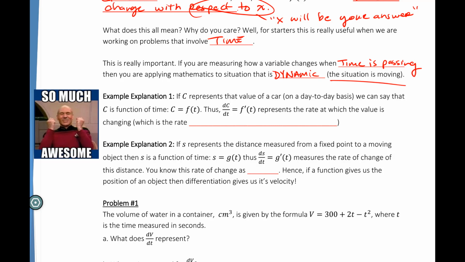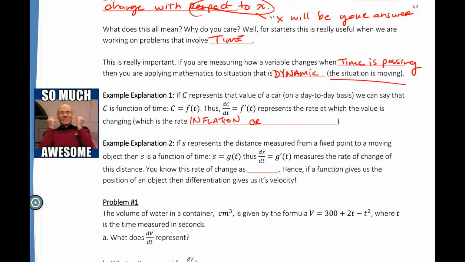Okay? So when we talk about the rate at which this value is changing, we can say that it's the rate at which the value is increasing, or maybe it's something known as like the inflation rate. Or if it's losing value, like most of our cars will do, then we might call that how much the value is decreasing, or we would call that the deflation rate.